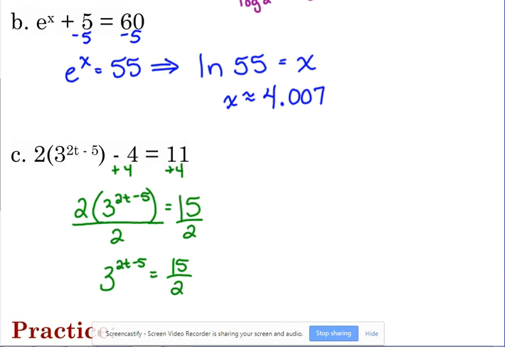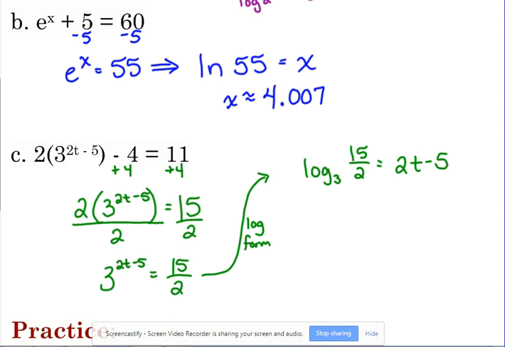What do we do now? Log form. So log base 3 of 15 over 2 is equal to 2t minus 5. The whole purpose of putting it in logarithmic form is so that the variable is no longer in the exponent. The variable is now in a place where in the previous two problems it was just by itself. Here we've still got a little work to do. Okay, we need to add the 5.